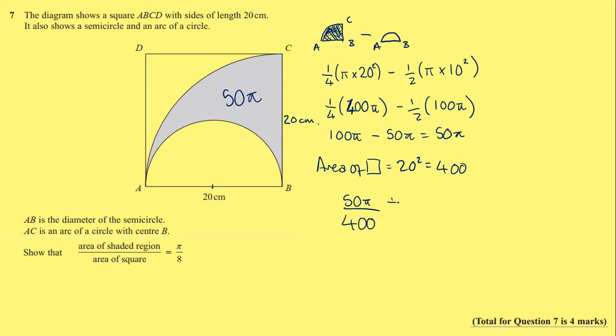Well, yeah, it does, because I can divide the numerator by 50 and divide the denominator by 50, and I'll end up with 50 divided by 50 is 1 pi, and 400 divided by 50 is 8. And there we go, we get pi over 8. Not too bad. Let's move on.